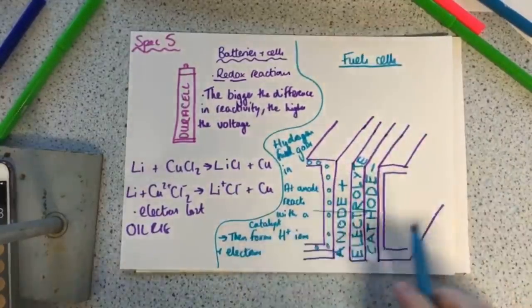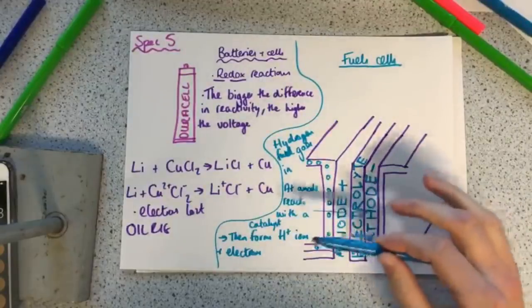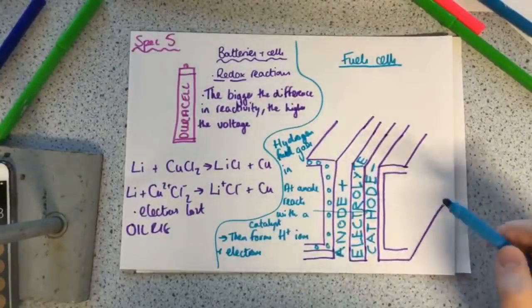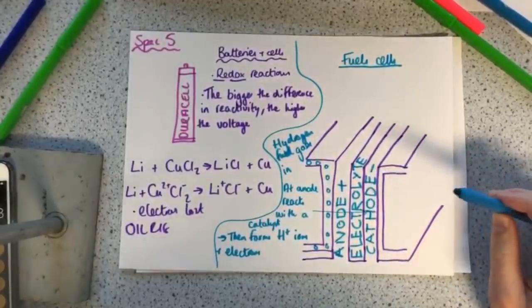So positively charged particles go through this electrolyte and the electrons travel along a circuit and they form an electrical current. And then when these hydrogen ions and the electrons reach the cathode, when they get over here, they react with oxygen and that forms water.